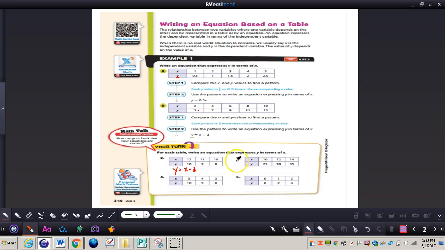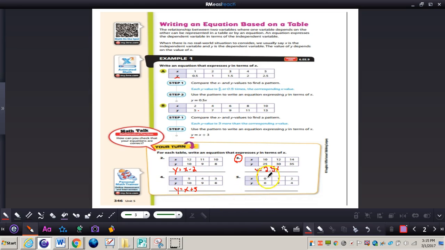Now what I would like you to do is number 3. You can work on that independently. You can work on that now. So the answer for this problem is y equals 2.5 times x. Now let's take a look at number 4. And I'd like you to work on that now. Okay, so we have the answer y equals x plus 5.